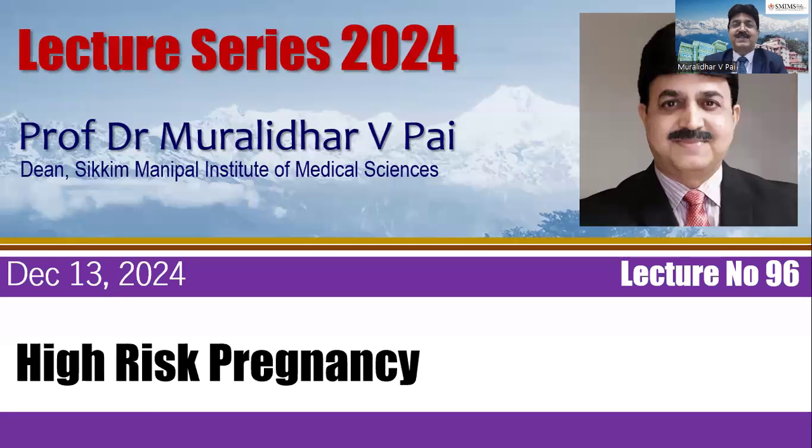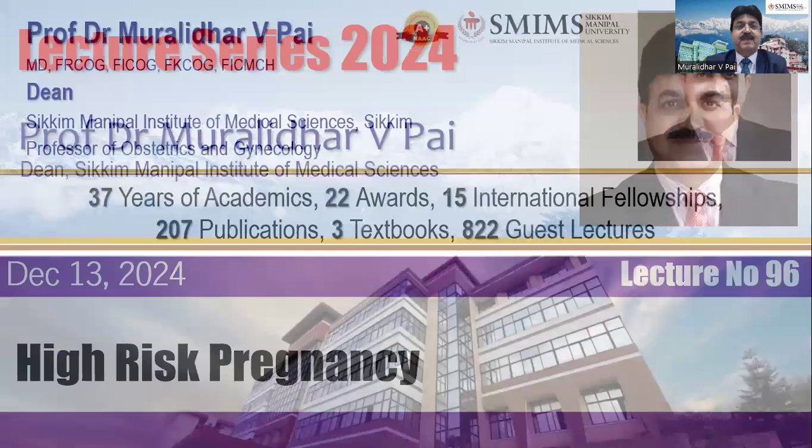Hello, friends. Today I have come with a simple topic, but it's a very important topic. It's a pure theory topic, but very, very important for both undergraduates, postgraduates, as well as practicing obstetricians. That is high risk pregnancy. How do we recognize that? How do we pick it up? And how do we refer this patient for a safe confinement?